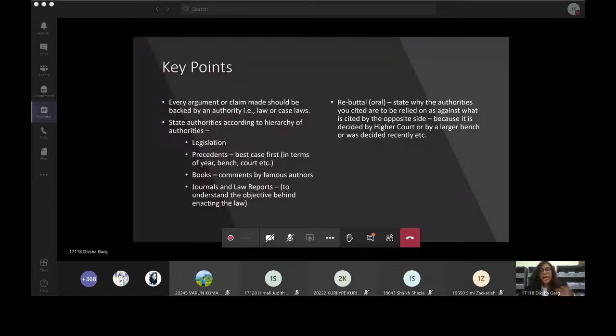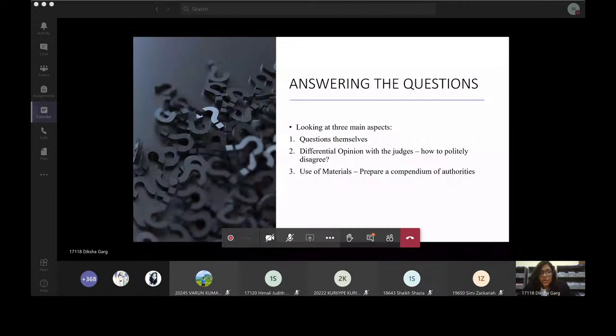Coming to the second part of my presentation: how do we answer the questions of the judges. So we'll be looking at three main things again.